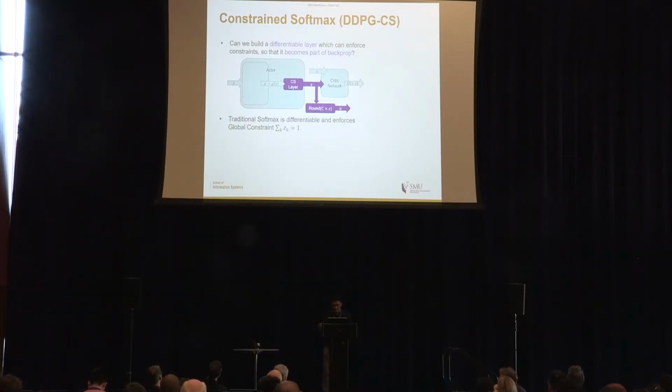So we realize that the traditional softmax expression can already handle global constraints. It's quite easy, so let me explain that in more detail. If you have X as the raw output of the actor, you get an intermediate vector Y using the expression shown there. And every component of Y would be between 0 and 1. And you use this expression to get your Z. And this ensures that the summation of all components of Z would be equal to 1.